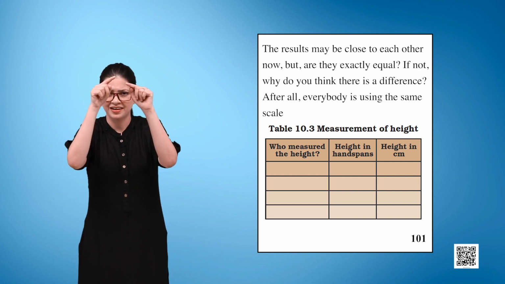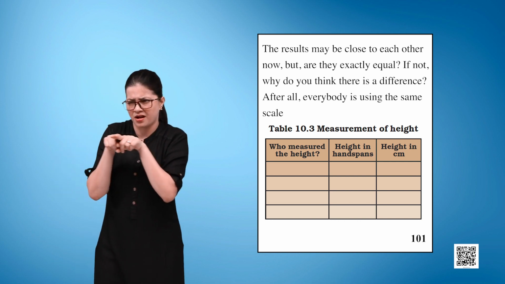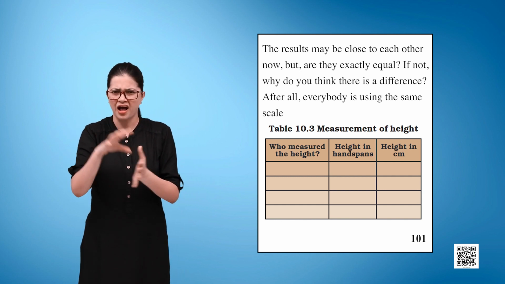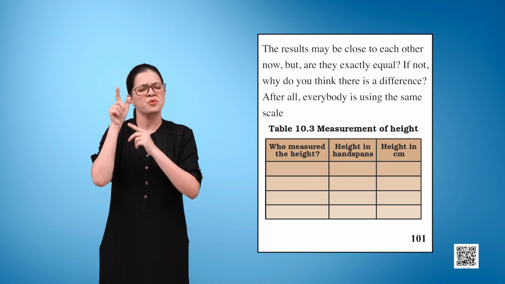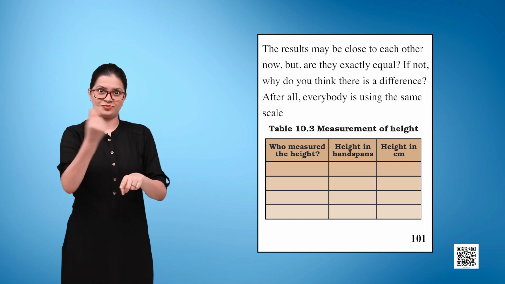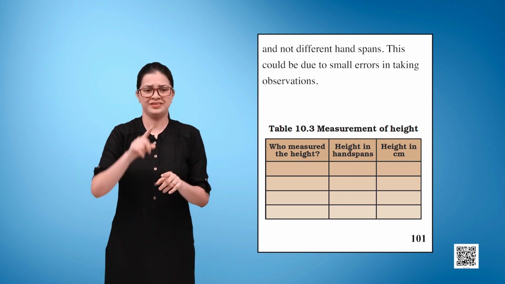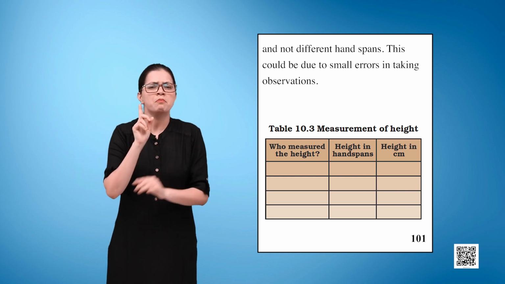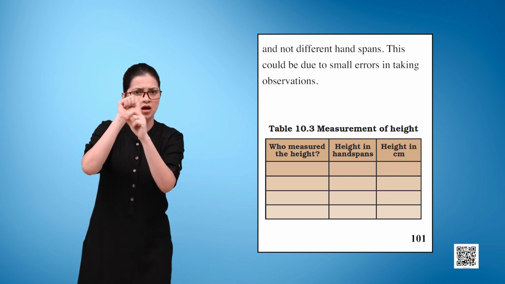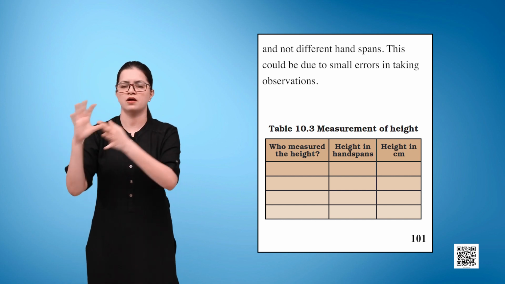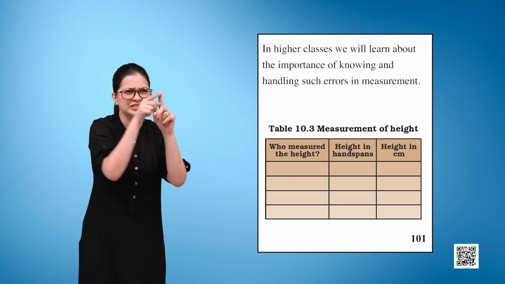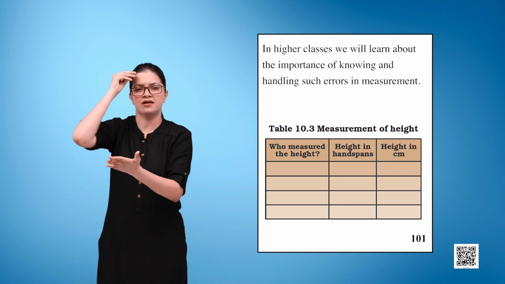But are they exactly equal? If not, why do you think there is a difference? After all, everybody is using the same scale and not different handspans. This could be due to small errors in taking observations. In higher classes, we will learn about the importance of knowing and handling such errors in measurement.